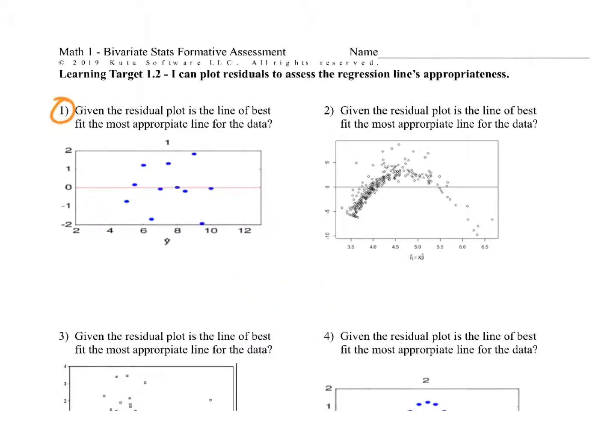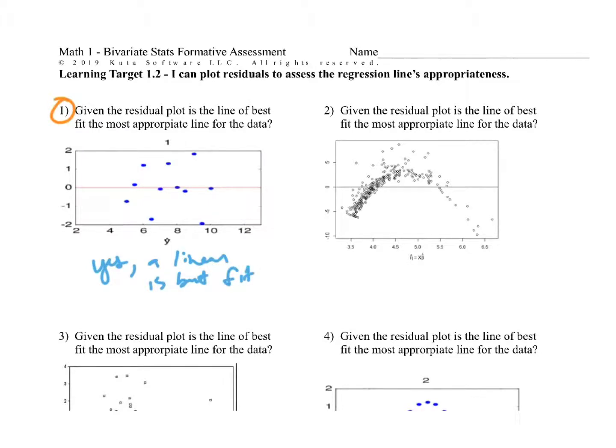So look at number 1. See how this plot bounces up and down. It's kind of the same amount on top and bottom, not really a pattern to it. That means that line of best fit would be the best. So yes, a linear would be the best, because most of the time we're judging a linear line of best fit, though we can judge other ones.